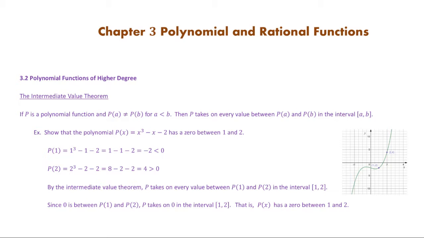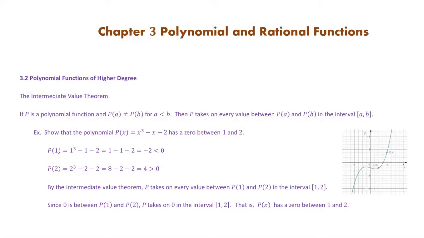So x may be equal to 1.5 or something. That's a solution, but it's a polynomial equation p of x equal to 0. 1.6 or 1.4, we don't know. But we know there is a solution for this polynomial equation x cubed minus x minus 2 equal to 0. And the solution will be between 1 and 2. Okay. So what you do, you just pick up 2 points on the curve.